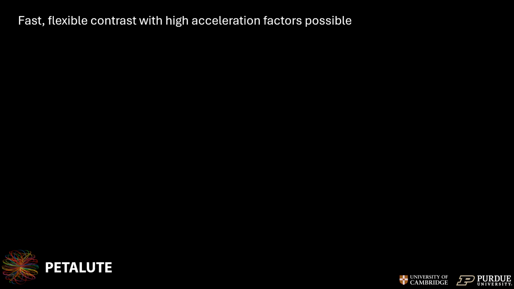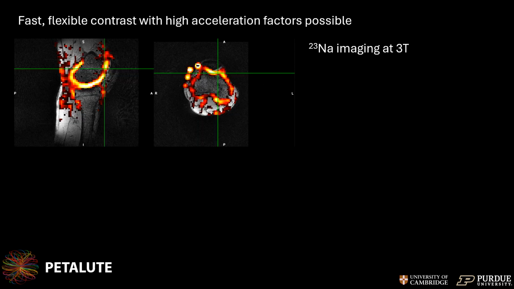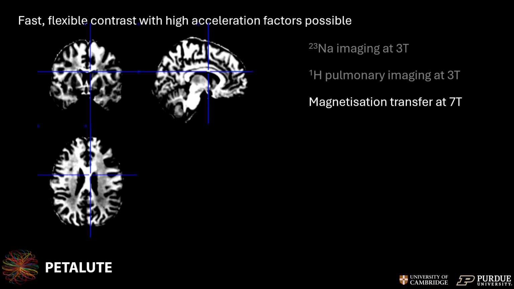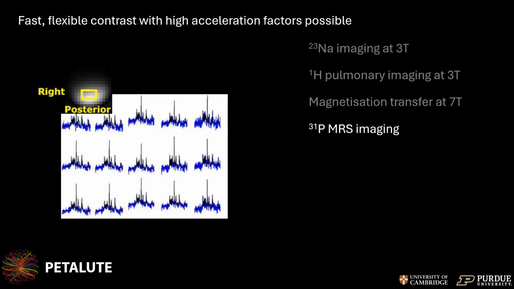We're motivated to do this because of very promising results from clinical applications in humans, looking at sodium imaging, pulmonary imaging, magnetization transfer imaging, and very importantly, spectroscopic imaging, particularly with phosphorus, where you need a wide spectral bandwidth, and that means you have to go fast, and you need to have the signal to noise to be able to do that.